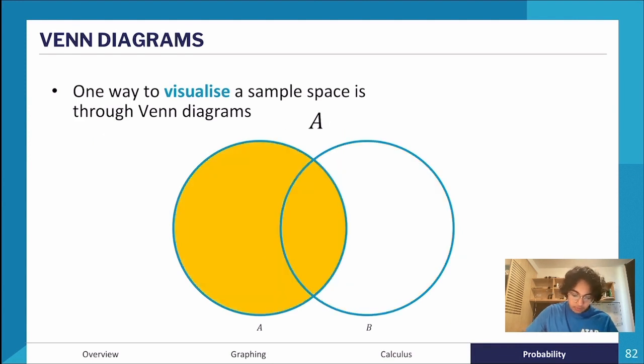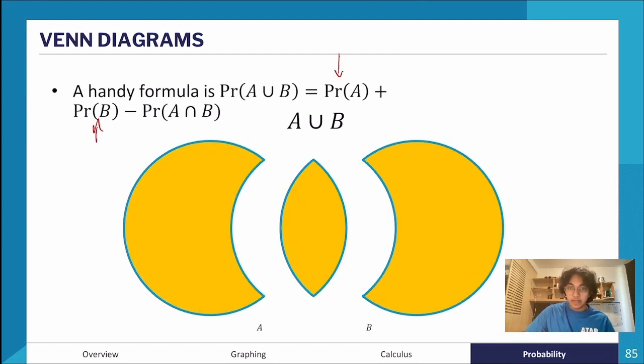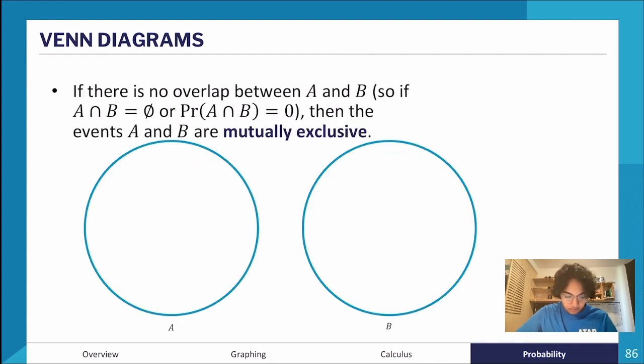And so we can see that A already contains this region. And when we have B as well, B would contain this region as well. So if I add A and B, right, I get a doubling up of the intersection, right? So that's why we subtract the intersection, because it doubles up. By subtracting the intersection, we get A union B.